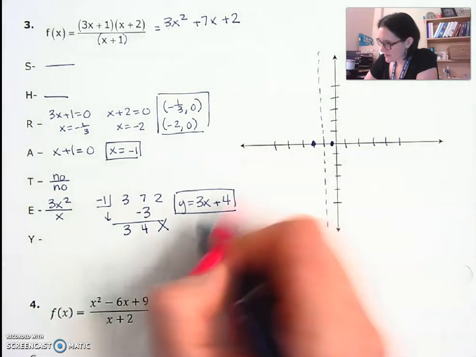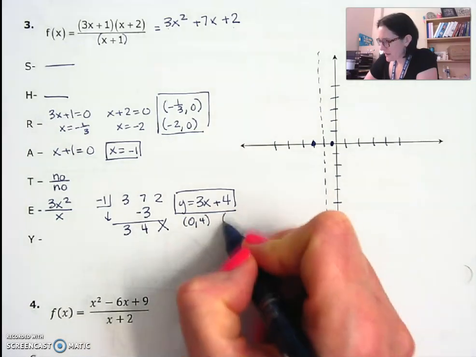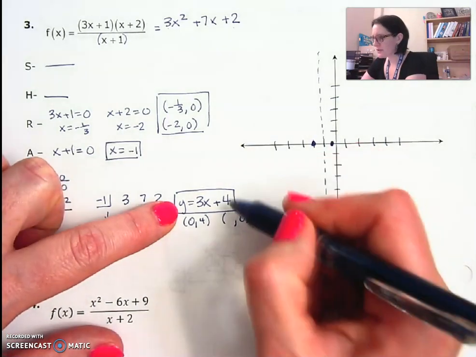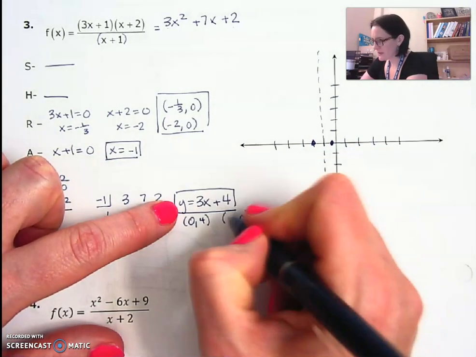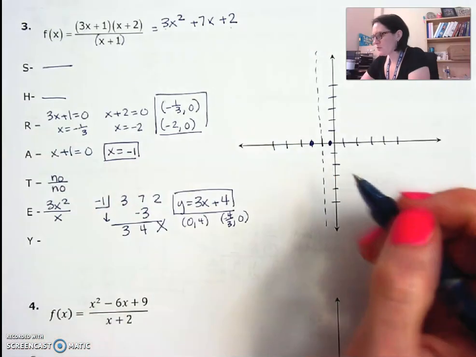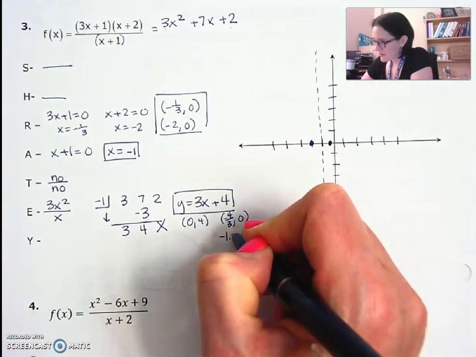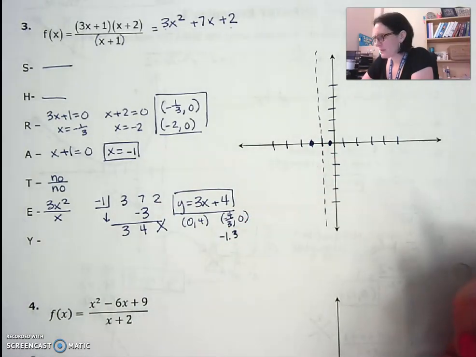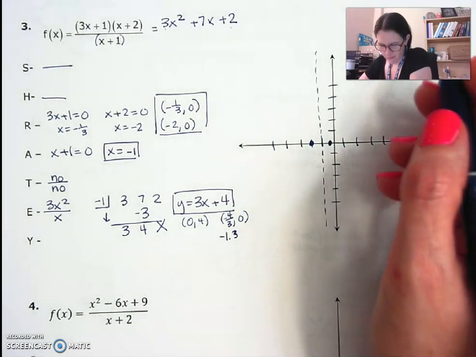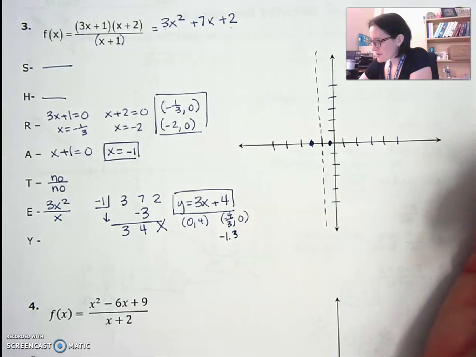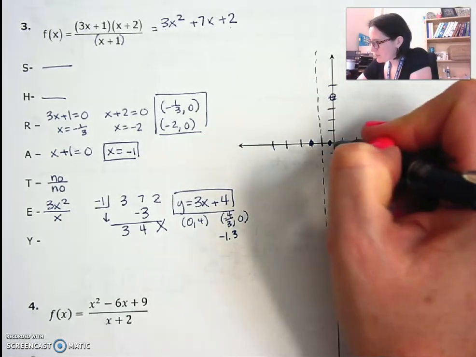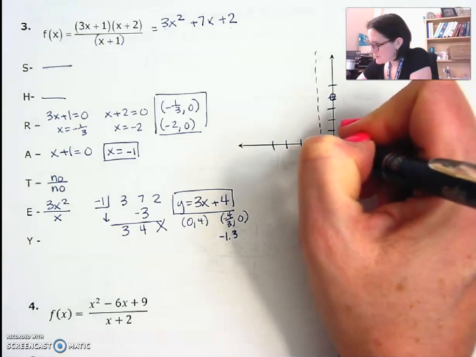And that makes my y-intercept 0, 4, and my x-intercept, plugging 0 in for y. So imagine that's a 0. You're going to subtract 4, divide by 3. That is negative 4/3, or negative 1 1/3, or negative 1.3, or whatever. There's options. And those are going to be open circles because those are points on the asymptote. So 0, 4, and then negative 1.3. So squeeze that in there.